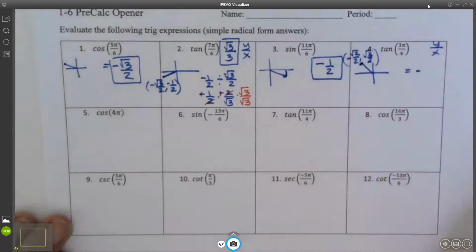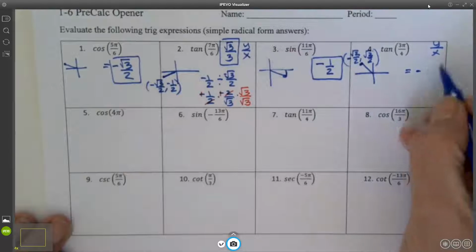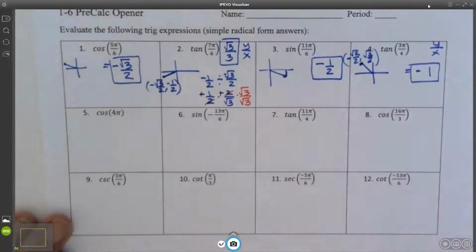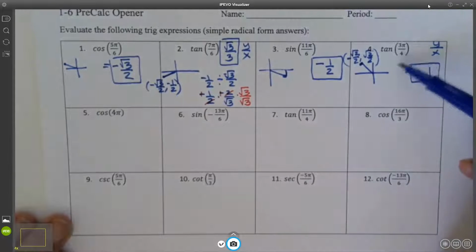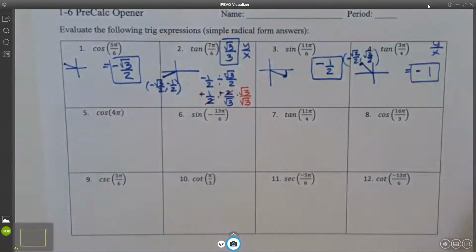And so if I divide root 2 over 2 by root 2 over 2, it's going to just give me 1. And so anytime you have the tangent or the cotangent of any of the angles that are over 4, it's always going to be either 1 or negative 1, depending on the signs of the quadrants that you're in.